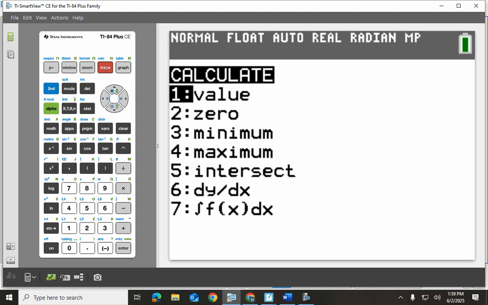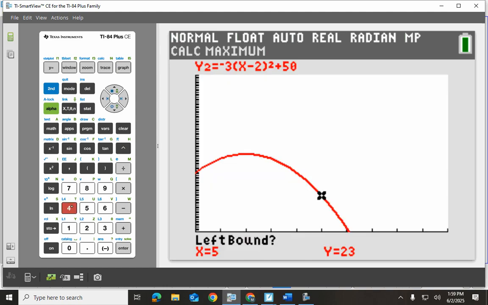Number 4 for maximum, that's our peak. Ignore that cursor, I'm just looking for this. Remember, I went from 0 to 10. So a number on the left, I'll pick as 1, and a number on the right, I'll pick as 6. You could scroll to the left, hit enter, scroll to the right, hit enter. Hit enter to get past guess because it means nothing.